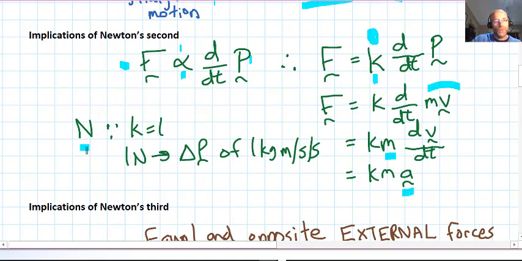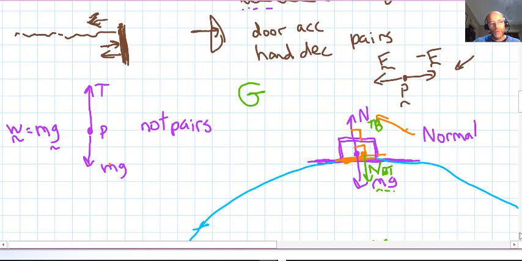So what we do is choose the Newton as our unit of force, and that means we can make k equal 1. So if we have 1 Newton, the rate of change of momentum is 1 kilogram meter per second per second. Okay, so that's what a Newton provides us if we use that unit.